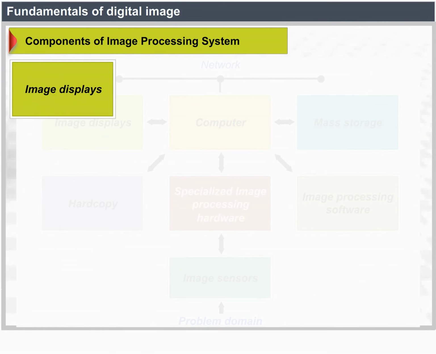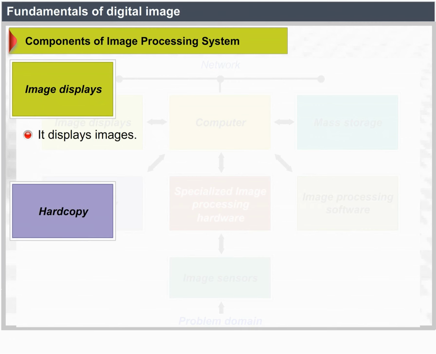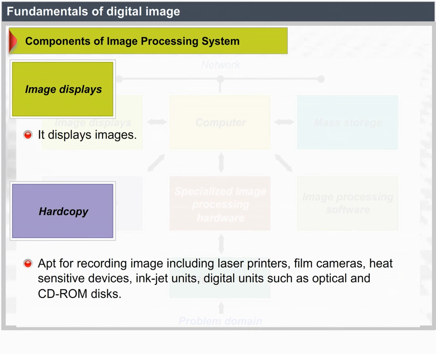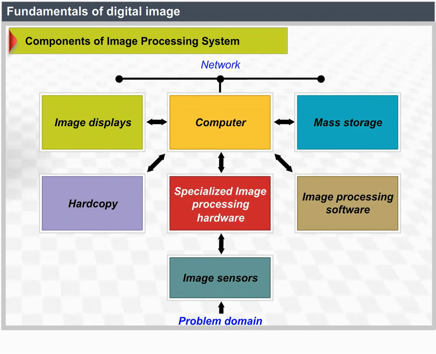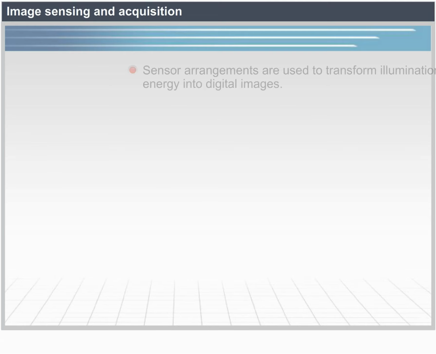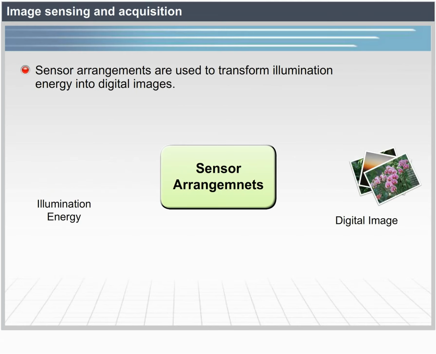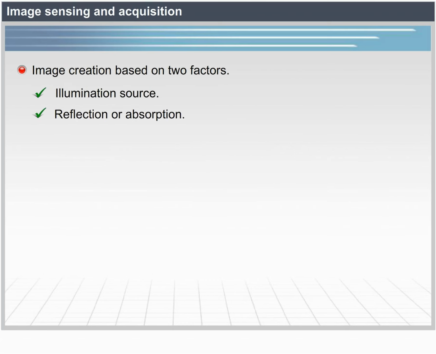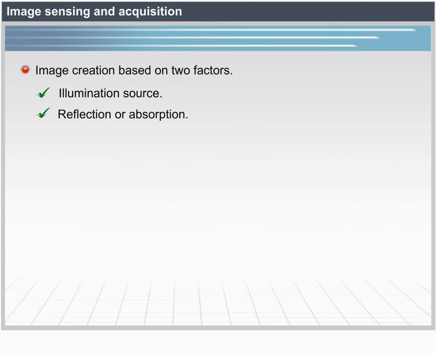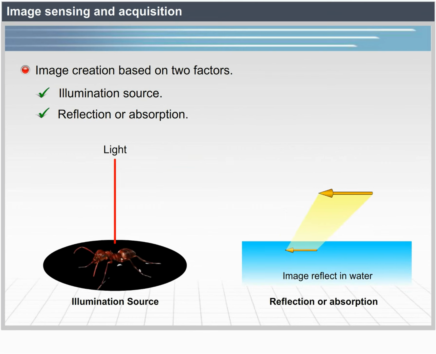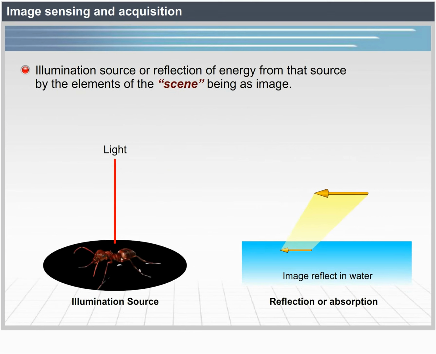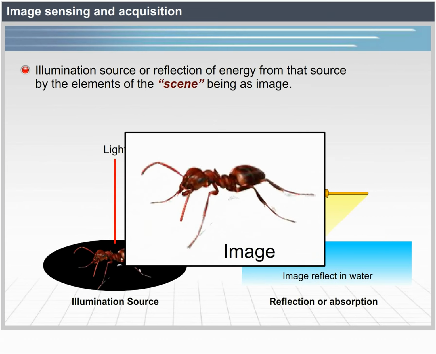Image display. It displays images. Hard copy devices used for recording images include laser printers, film cameras, heat-sensitive devices, inkjet units, and digital units such as optical and CD-ROM disks. Image sensing and acquisition. Sensor arrangements are used to transform illumination energy into digital images. Image creation is based on two factors: illumination source, and reflection or absorption of energy from that source by the elements of the scene being imaged.